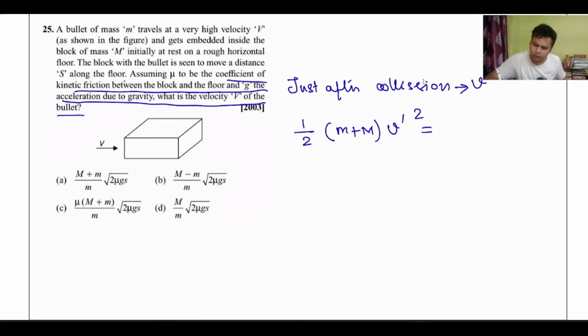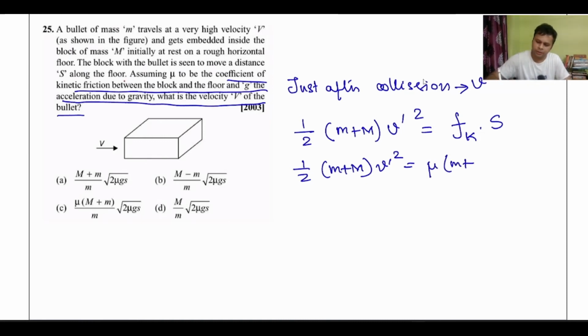So what is the work done by friction? Can I say work done by friction is equal to the kinetic friction multiplied with the distance traveled. So what is the distance traveled? What is the kinetic friction? I can write this as half (m plus M) v dash square is equal to, what is the kinetic friction? Kinetic friction can be written as mu into N, right? What is N? Can I say N is nothing else but (m plus M) g, small m plus capital M into g.